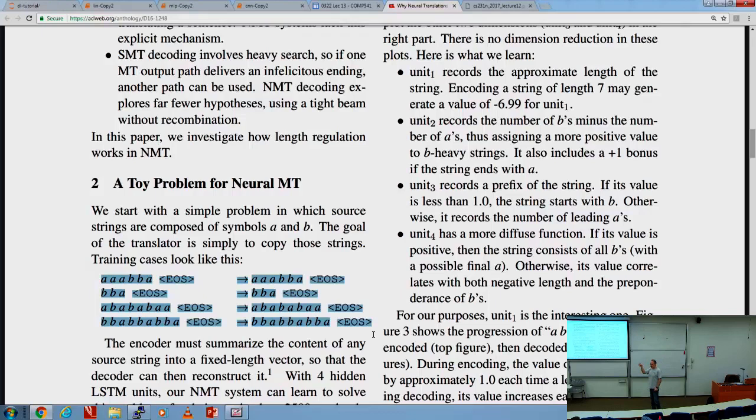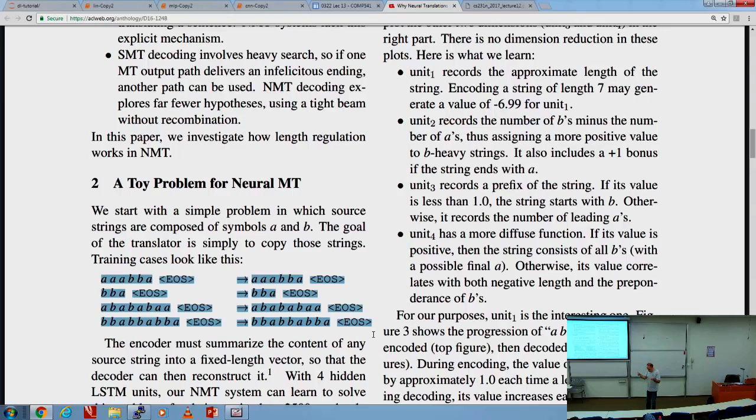That's the problem, right? Now, we don't know how it's going to encode this thing. We don't know what these 4 numbers are going to represent. But after we train it and after it starts successfully copying these sequences, we can open the network and see what it's actually doing. Question?